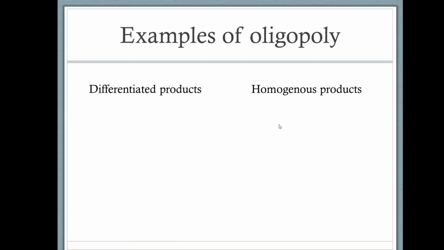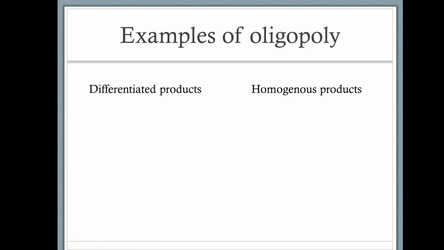Last but not least, can we just finish it up here? When we are talking about oligopoly, can you give me some examples? When we are talking about differentiated products in oligopoly, what could be the examples? Just throw me some products or services where you think they are in oligopoly.